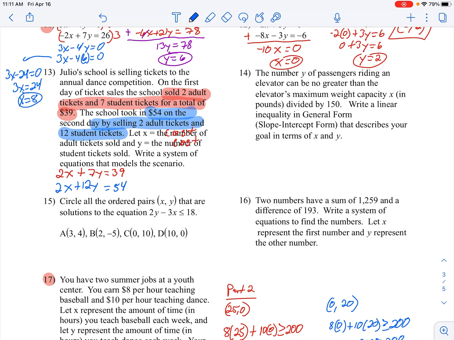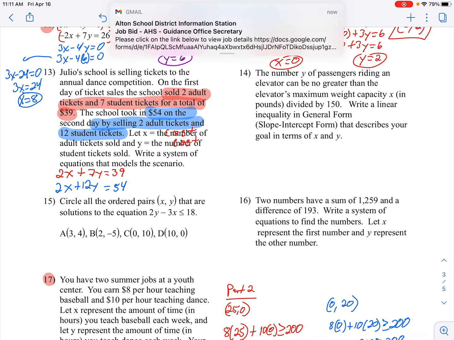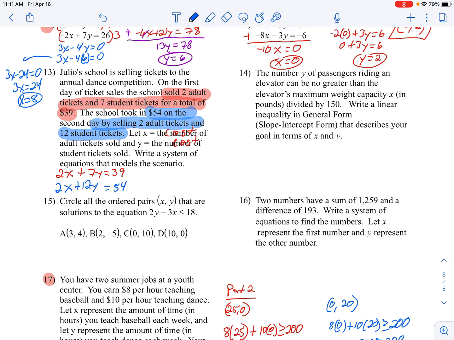On number 14, the number of passengers riding an elevator can be no greater than the elevator's maximum weight capacity in X pounds divided by 150. Write a linear inequality in general form that describes your goal in terms of X and Y. All right, X is the pounds, Y is the number of passengers.